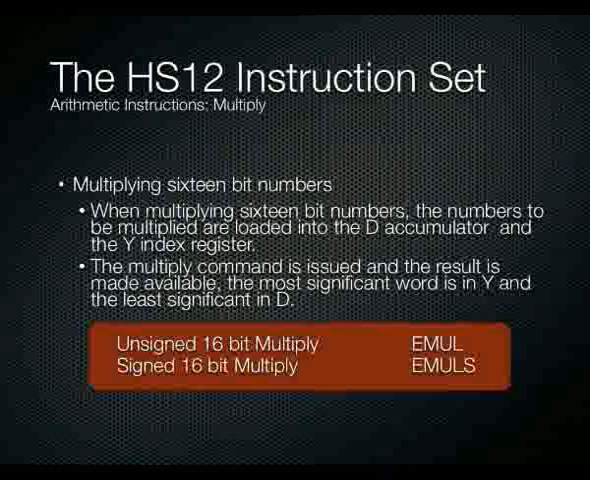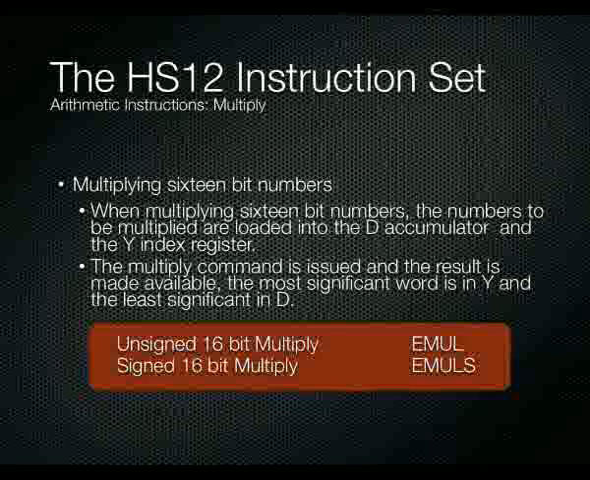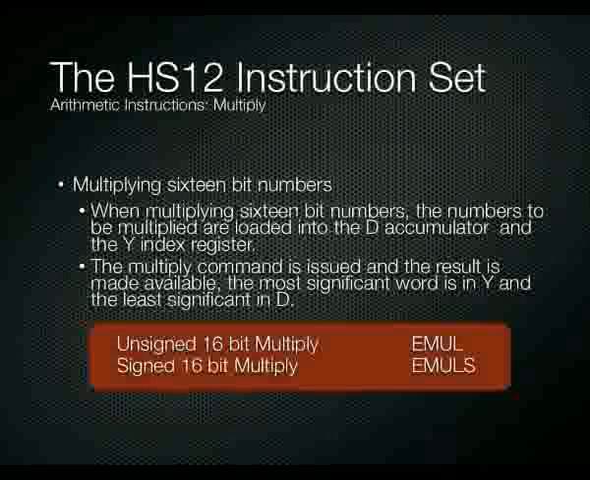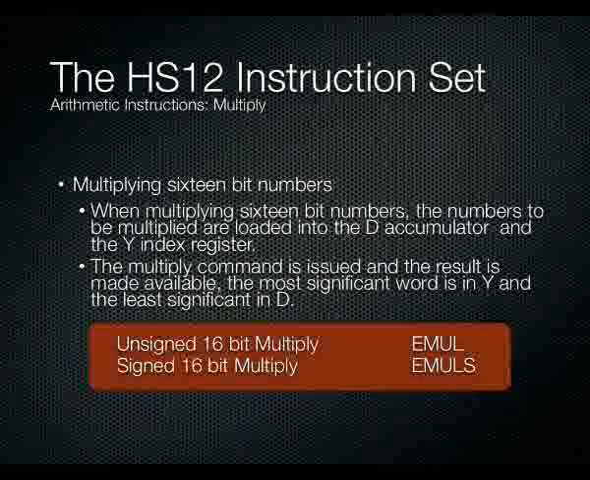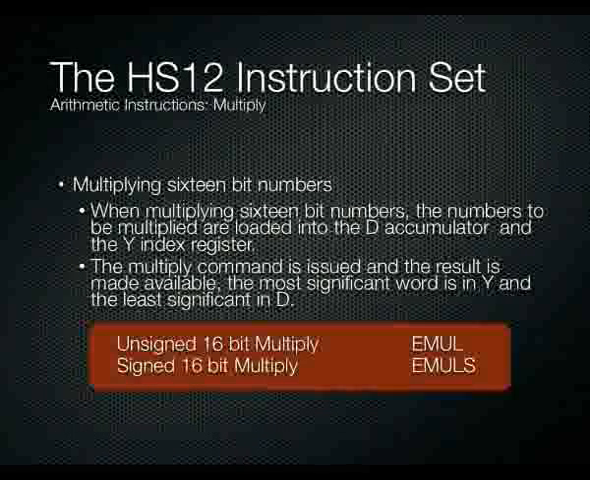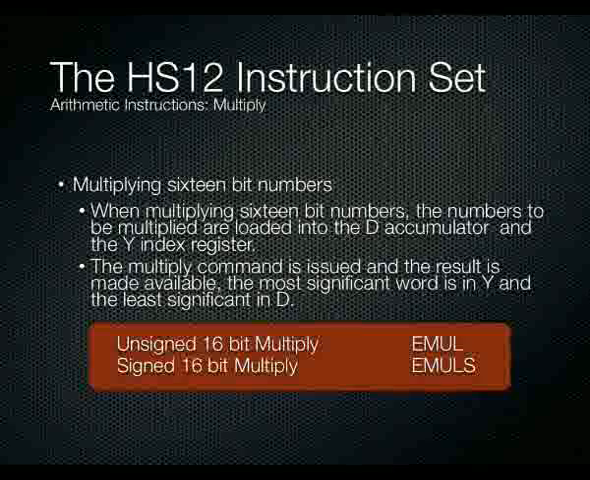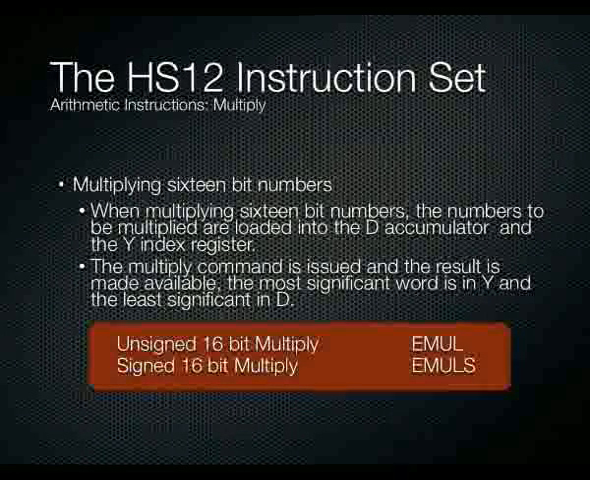So when it comes to multiplying 16-bit numbers, the numbers that we want to multiply, we load one into accumulator D, and we load one into the Y index register. So the two numbers we'll multiply, one's in D, one's in Y. We issue the multiply command, which might be EMUL if it's unsigned, or EMULS if it's signed. So running one of those two commands will then do the multiplication, and the resulting value will then be made available in the combined register of YD.